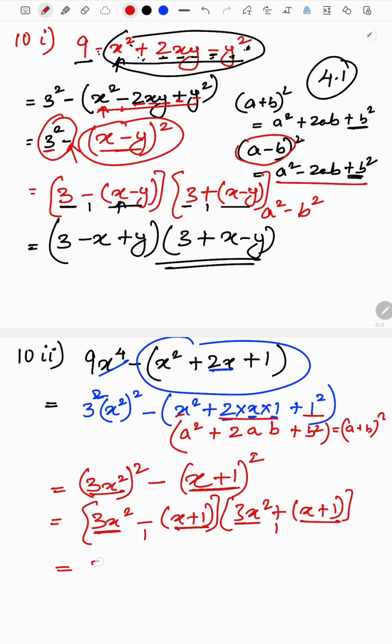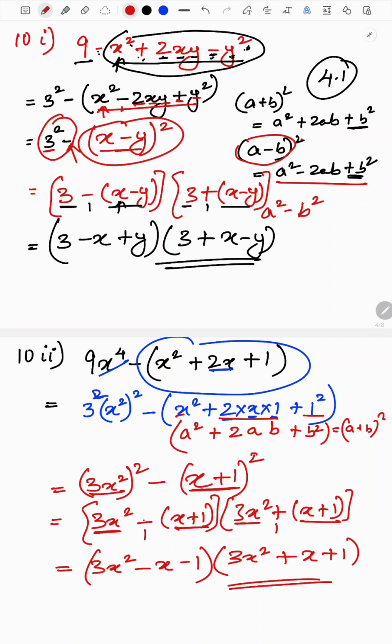Now let's remove the bracket. I'll get 3x square minus x minus into plus minus 1, here 3x square plus x plus 1. This is the solution for question number 10.2.